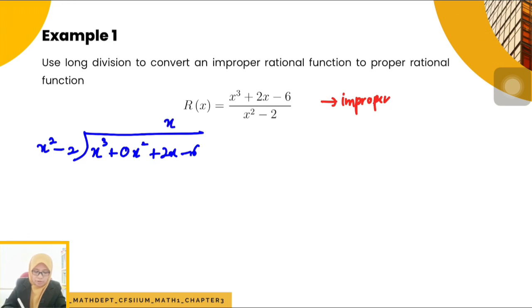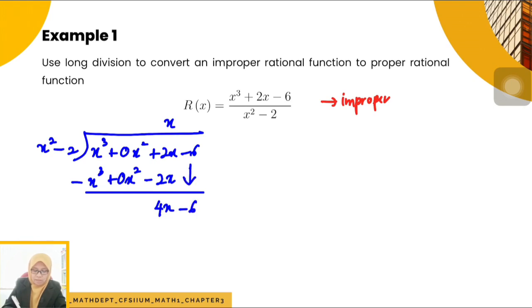So we have to put x here, and then x times x squared gives us x cubed, and x times negative 2 gives us negative 2x. So we can put negative 2x here. For the x squared, we can just put 0x squared, so it doesn't matter whether plus or minus. What is left here will become 4x, and we bring negative 6 down, so we have this as the remainder.